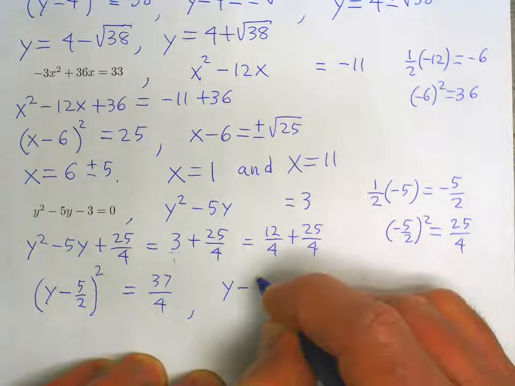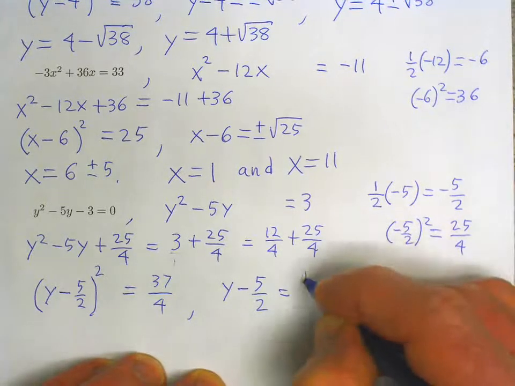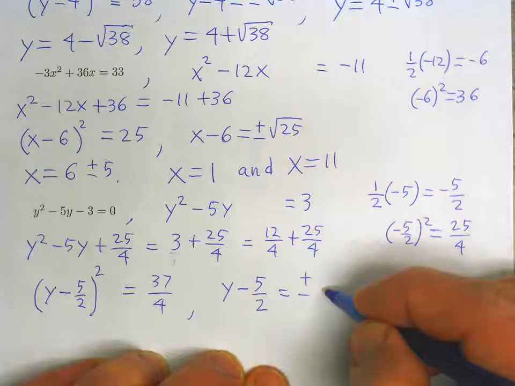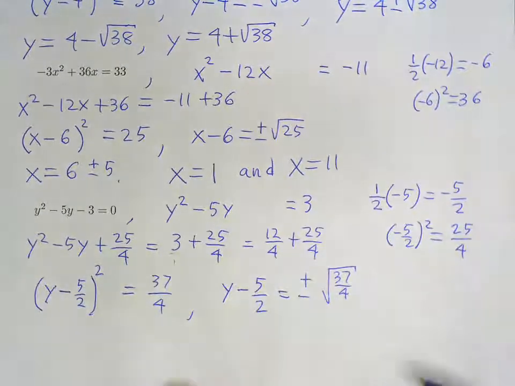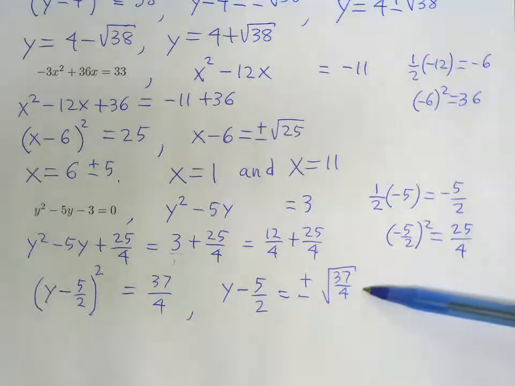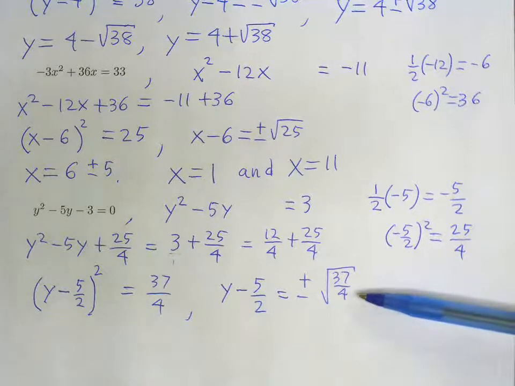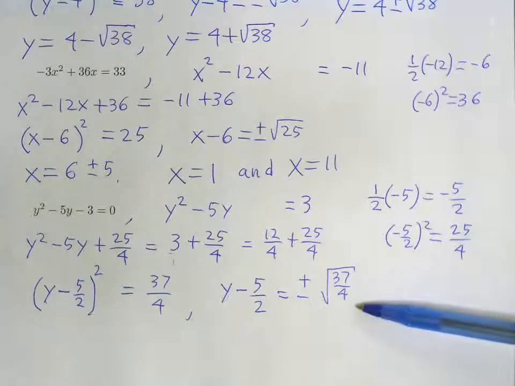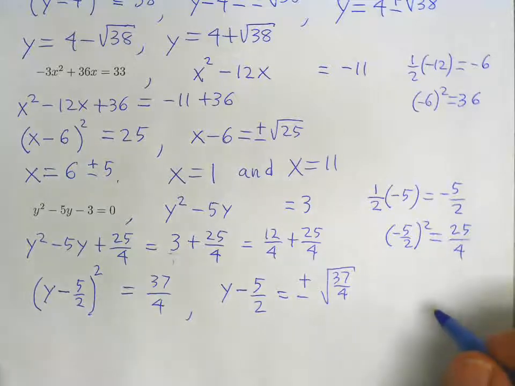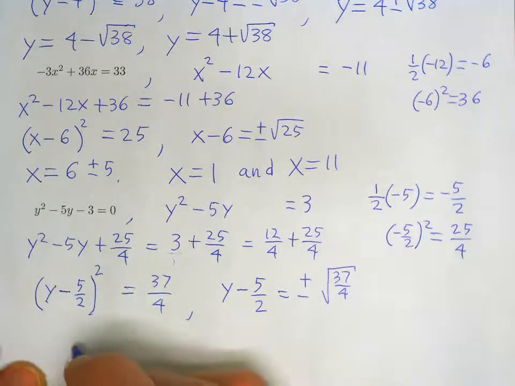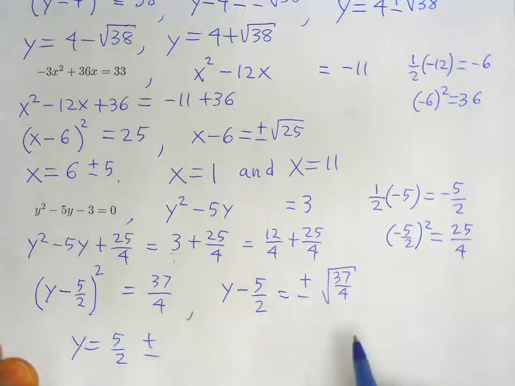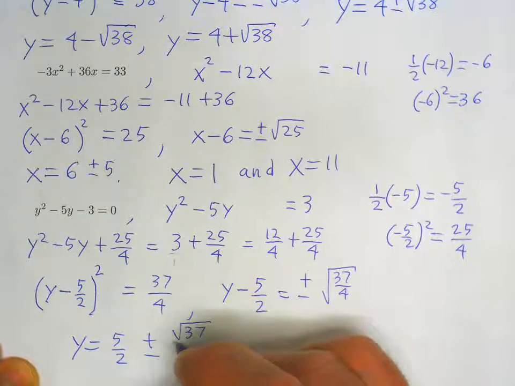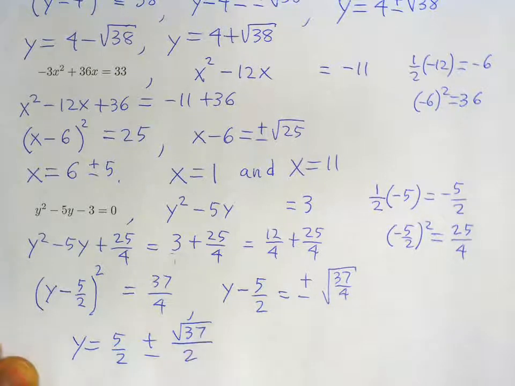So upon applying the square root property, y minus 5/2 equals positive and negative square root of the entire fraction, 37/4. But we're experienced enough to know how to simplify the square root of 37/4. In the denominator, the square root of 4 will simplify to 2. So in the next step, I'll add 5/2 to both sides. So we get y equals 5/2, and then plus and minus the square root of 37 in the numerator. In the denominator, the square root of 4 simplifies to 2. Okay, so those are the two solutions.